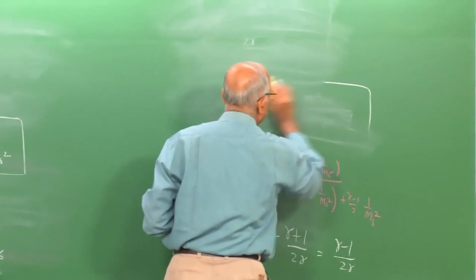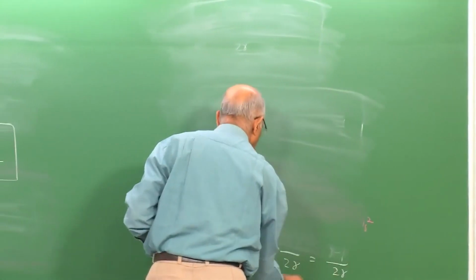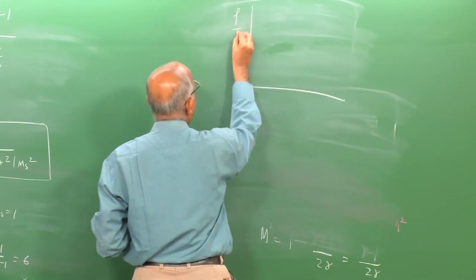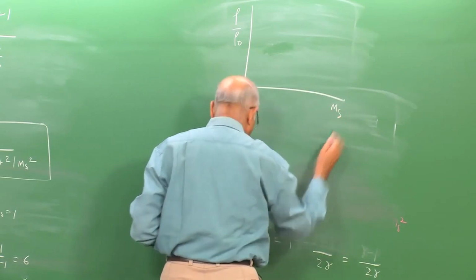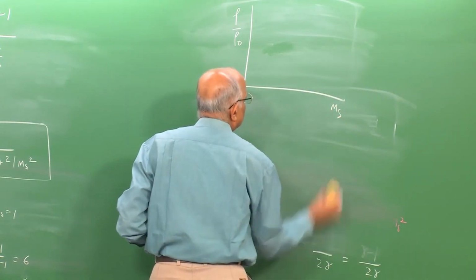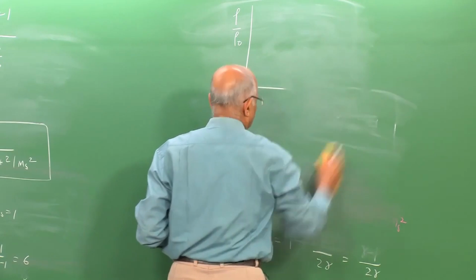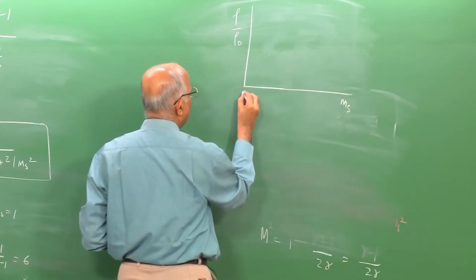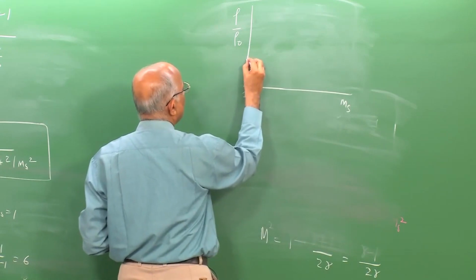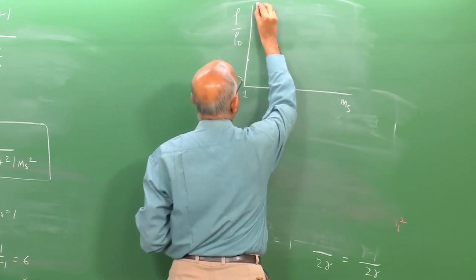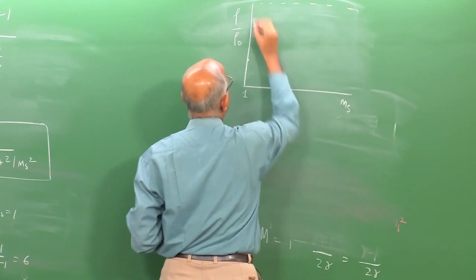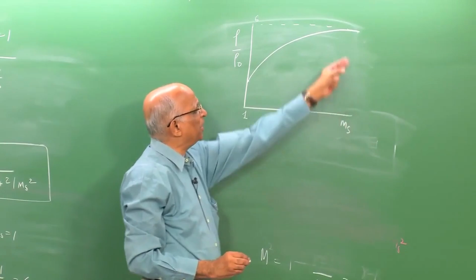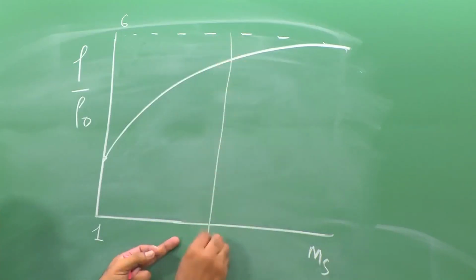We find the ratio of rho by rho 0 as a function of ms. When ms is equal to 1, the value of rho by rho 0 is 1. When ms becomes infinity, it is around 6, and the Mach number increases. In fact, it does not have to go to infinity to get 6, even at a Mach number of around, let us say, 4 or 5.